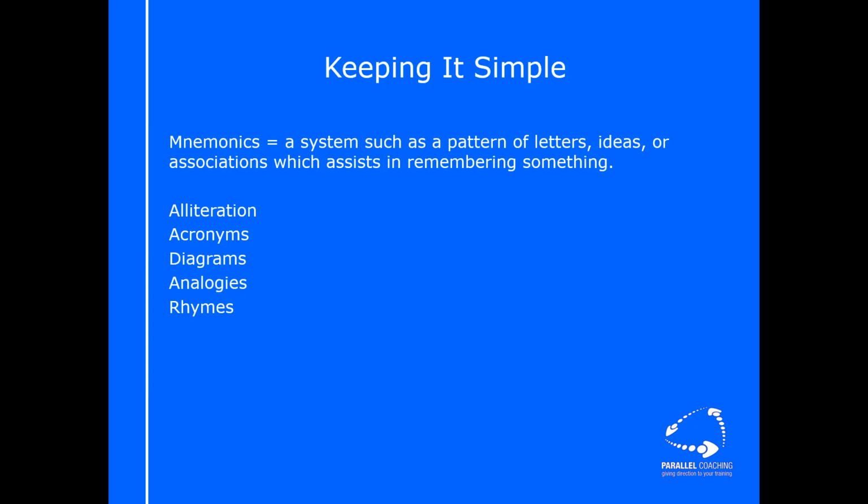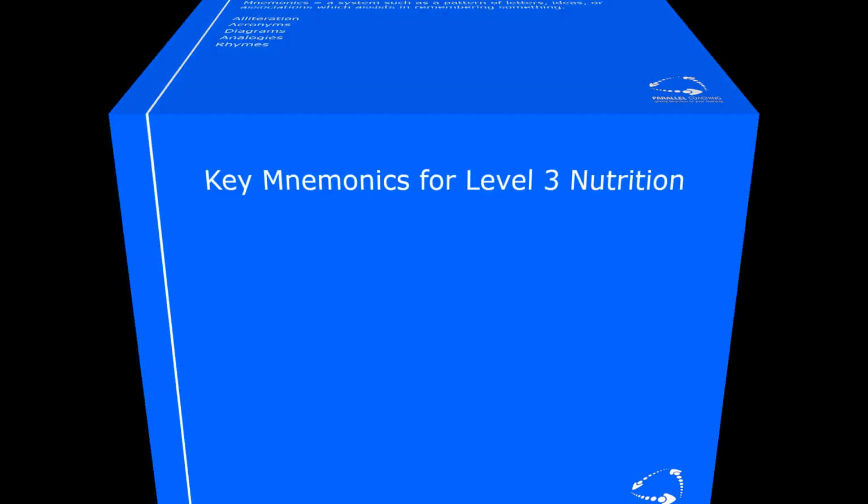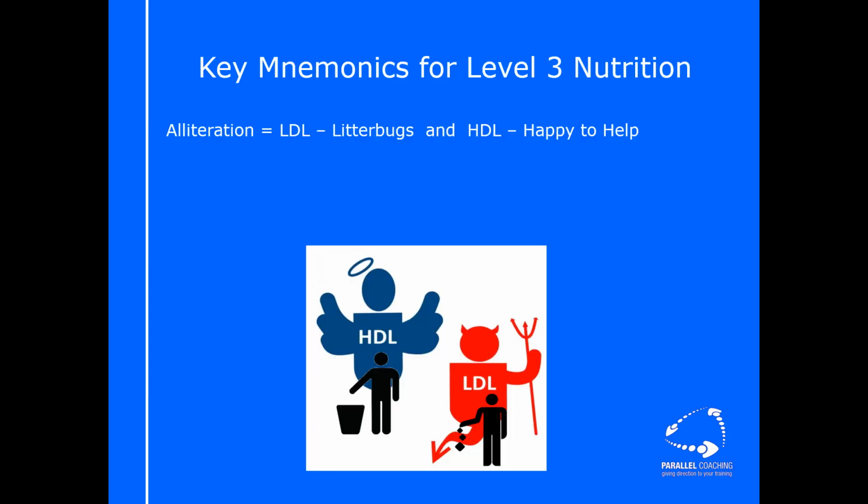and rhymes. Now we're going to go through a few of these here today and relate them specifically to your level 3 nutrition, so you have a few that you can take away and start working with straight away. So let's have a look at these key mnemonics. The first one we're going to start off with is alliteration. Now the example for this that we use is the LDLs and HDLs when we're talking about cholesterol.